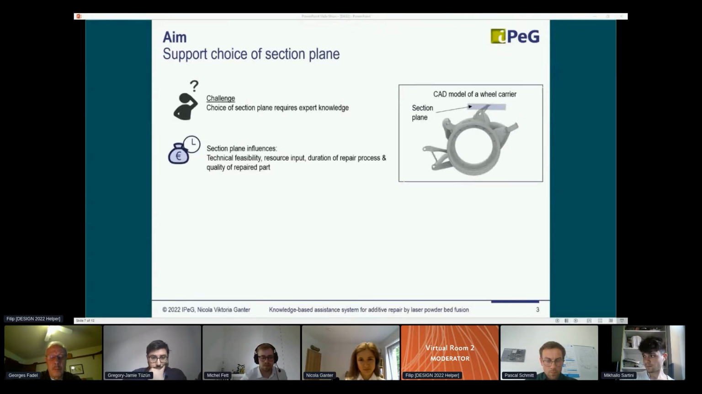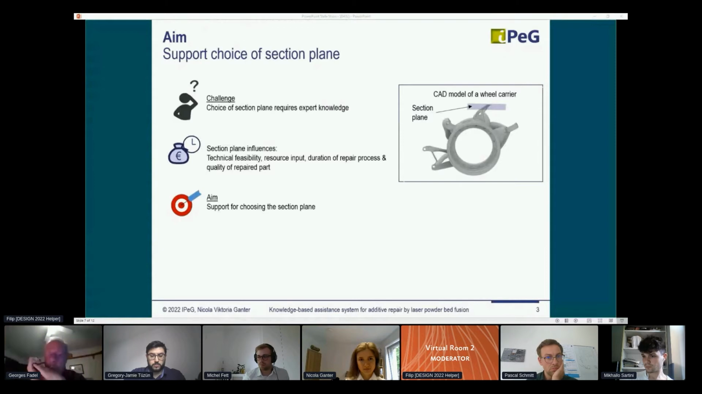The difficulty in determining the section plane is that a large number of aspects influences the suitability of a plane, sometimes even contradictory to each other. Moreover, many criteria are difficult to evaluate visually or manually. Therefore, our goal is to support the determination of the section plane by providing the necessary expert knowledge.